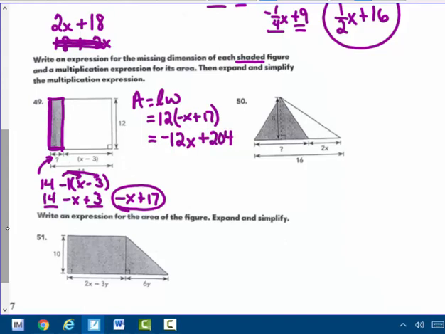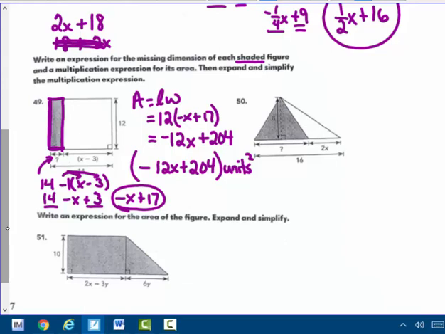Then expand and simplify. Yep, okay, so we get negative 12x plus 204. This is geometry, so I want to label my answer. This area has no units given, so units squared. So I got a formula, I multiplied, expanded that, and answered it with a label. So negative 12x plus 204 units squared.